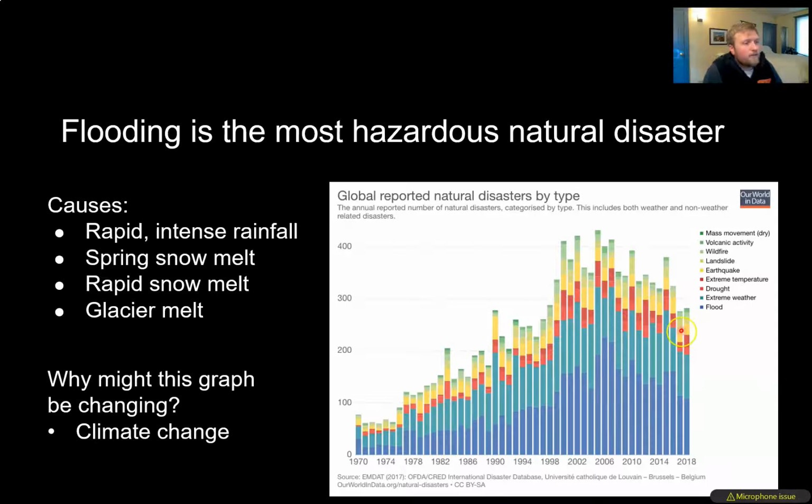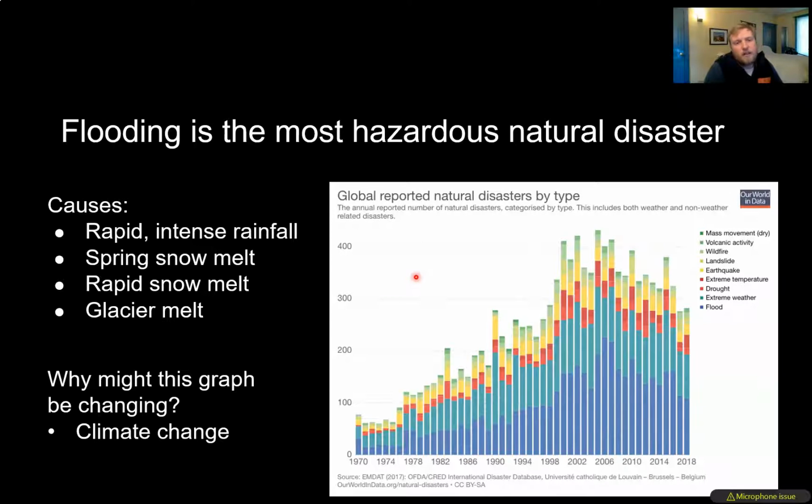And then above that, which is related to flooding, is extreme weather, right? So what causes flooding is rapid, intense rainfall. So a lot in a little amount of time. And what can cause this is spring snowmelt. So if you get a ton of snowfall during one winter and then it melts out over the course of the spring, it's going to cause the rivers to rise and flood. This happens every year if there's snow in the mountains here.